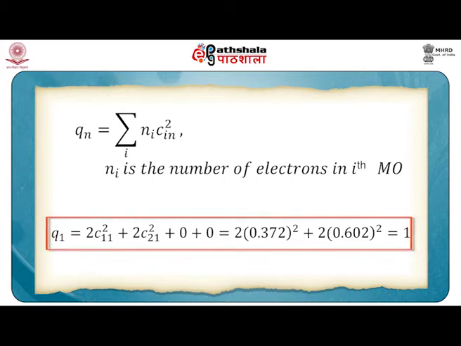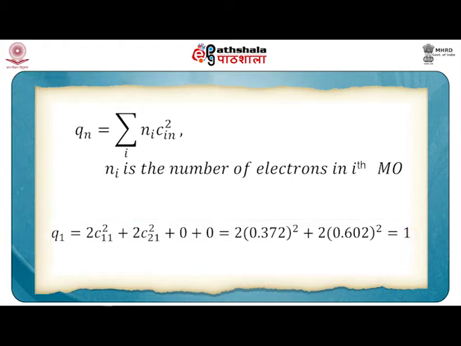Now if we put the values of the corresponding coefficients, which we have already discussed, the total value comes out to be 1. That means the total pi electronic charge on carbon atom 1 is equal to 1. Similarly, if you calculate Q2, Q3 and Q4 for other carbon atoms of butadiene using this expression, all will come out to be equal to 1. That means that all carbon atoms in butadiene have the total pi electronic charge equal to unity.